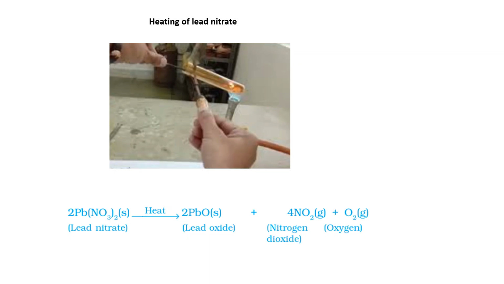Now, the third reaction is lead nitrate. Lead nitrate is a colorless salt. Now you see the picture. When lead nitrate is heated, you just take the salt and heat it in a test tube. You can see reddish brown fumes coming out. That is because of the release of nitrogen dioxide. Nitrogen dioxide is reddish brown in color. So when you're heating lead nitrate, it forms lead oxide, nitrogen dioxide, and oxygen. So this happens in the presence of heat. This reaction is also categorized under thermal decomposition.